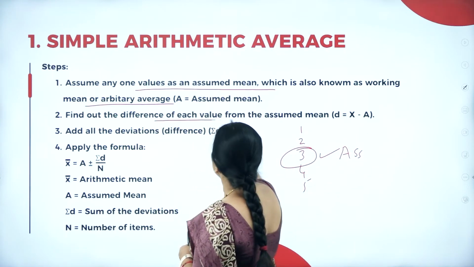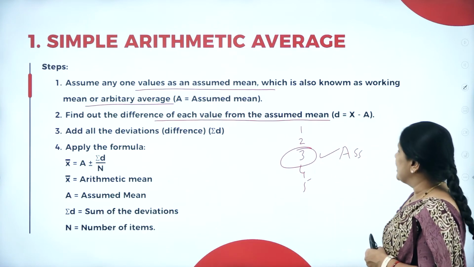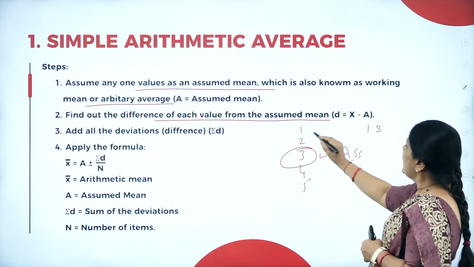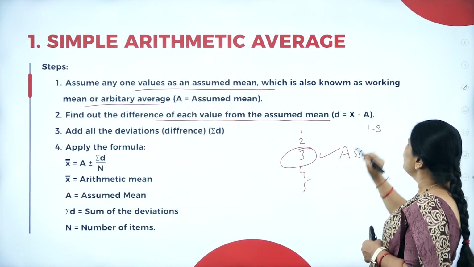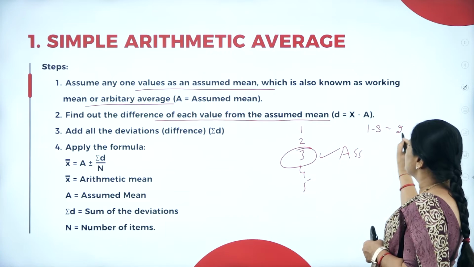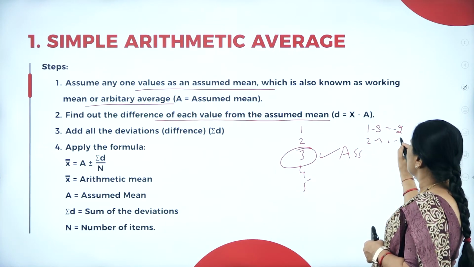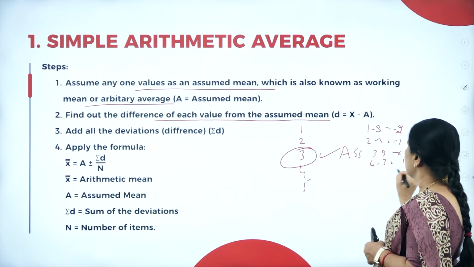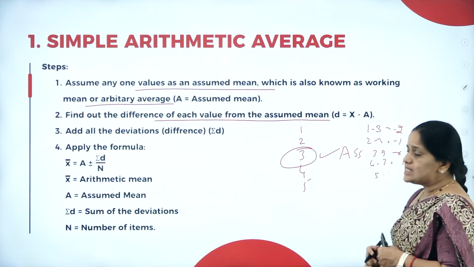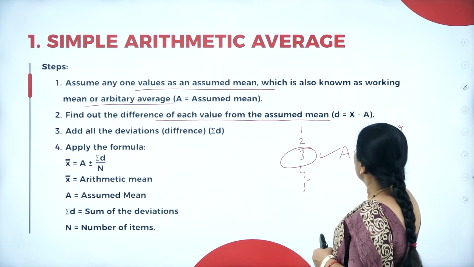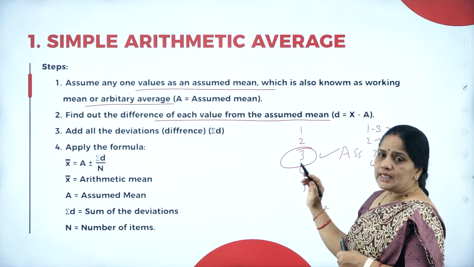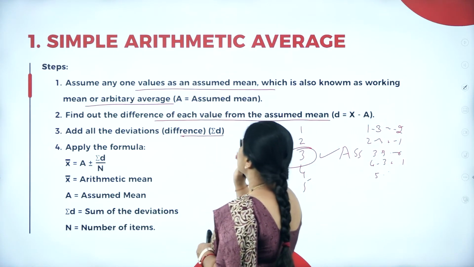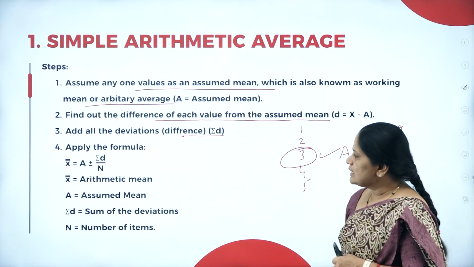Now find the difference of each value from the assumed mean. If I consider 3 as the assumed mean, then I have to subtract 3 from all the values. 1 minus 3 equals minus 2. 2 minus 3 equals minus 1. 3 minus 3 equals 0. 4 minus 3 equals 1. 5 minus 3 equals 2. In this way, I have to find the difference between x and the assumed mean. Then add all the deviations. Whatever the differences are, I add all the deviations.